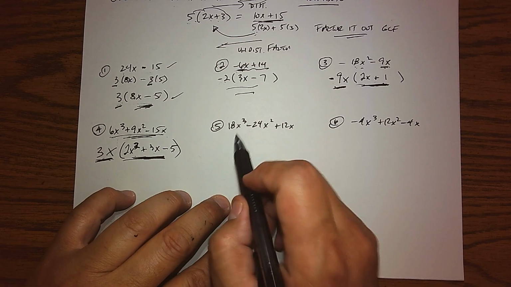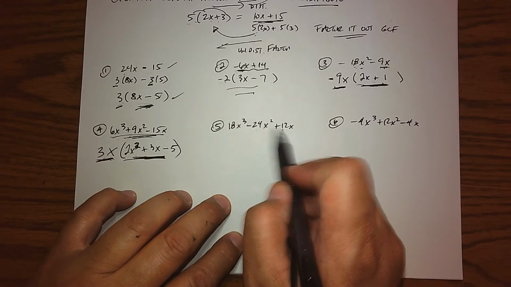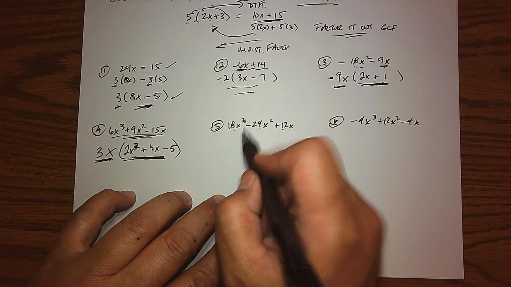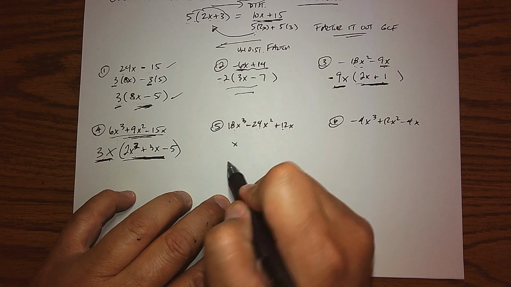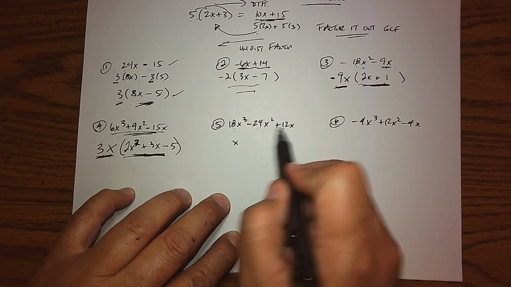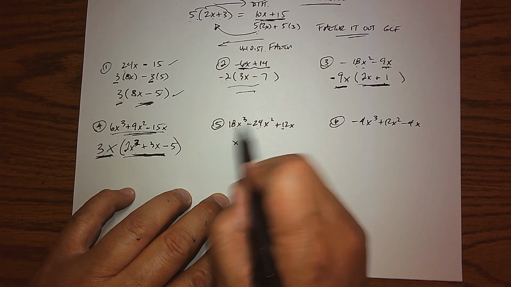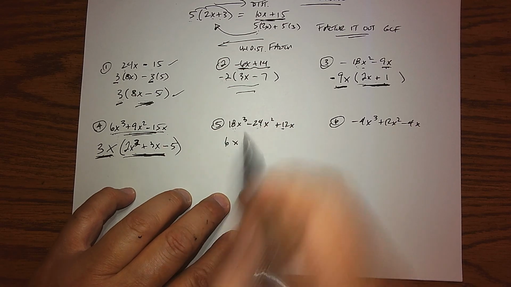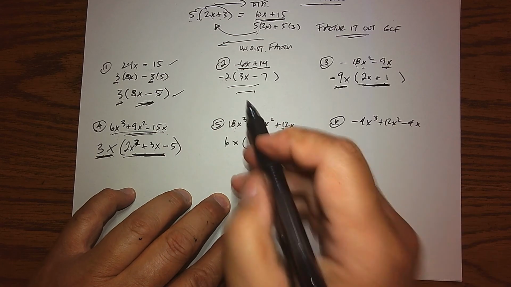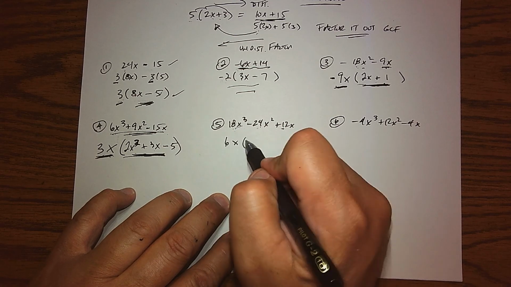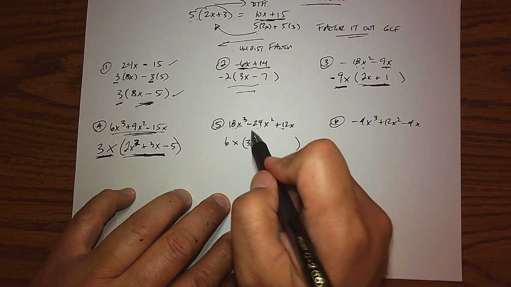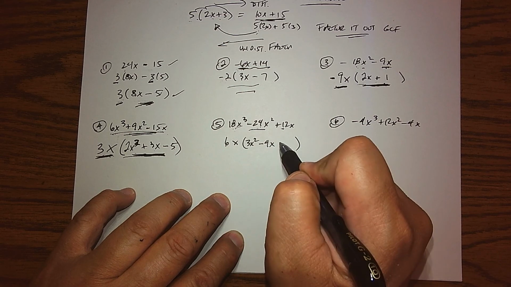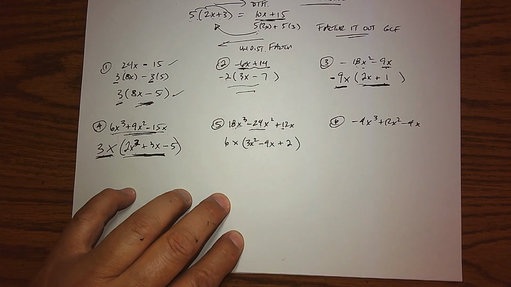Number 15. Again, I have three terms. What's common to each one of these three terms? Well, everybody has at least one x in it. And then 18, 24, and 12, I believe the thing that's common to all of those is 6. Okay, and so when I pull that 6 out, what's left behind here is 3x squared. What's left behind there will be a negative 4x. And then what's left behind here will be a plus 2.